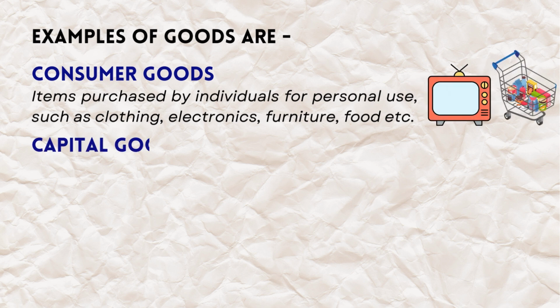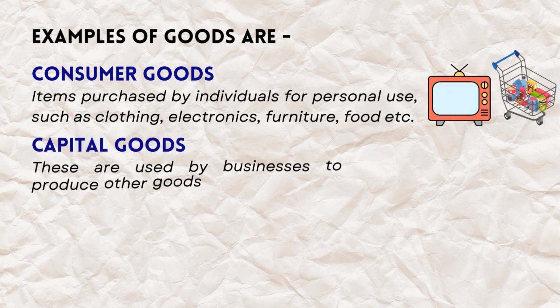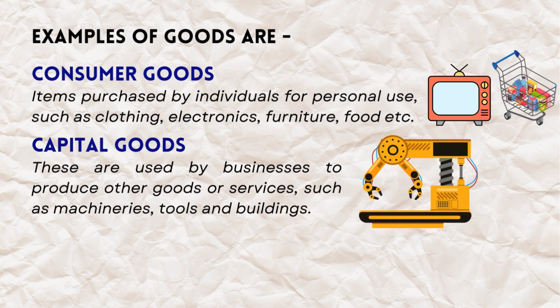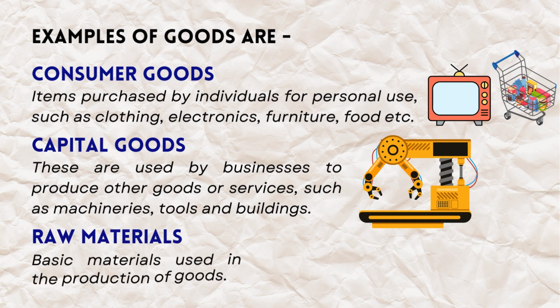etc. Then we have the capital goods. These are used by businesses to produce other goods or services such as machineries, tools, and buildings. Raw materials, basic materials used in the production of goods.